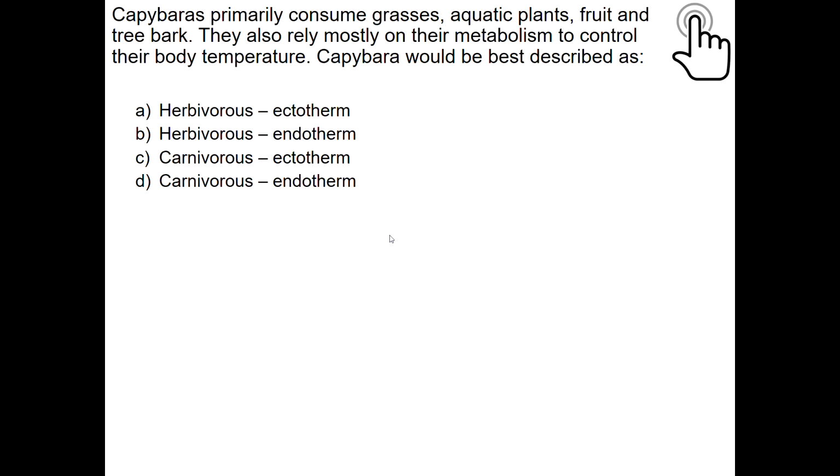All right, we have another question. Capybaras primarily consume grasses, aquatic plants, fruit, and tree bark. They also rely mostly on their metabolism to control their body temperature. Capybara would best be described as A, herbivorous ectotherm, B, herbivorous endotherm, C, carnivorous ectotherm, or D, carnivorous endotherm. So pause the video and answer the third question below.